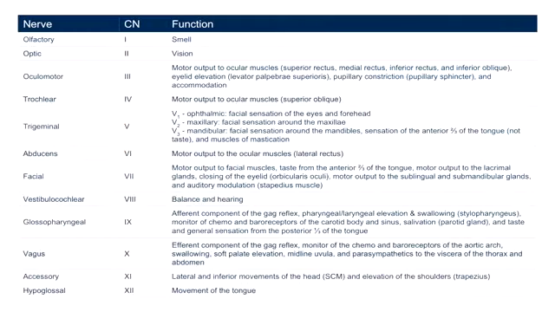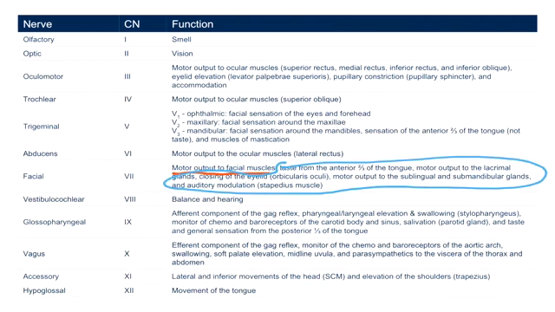From table 8.1, we can see that the patient would only experience paralysis of the left side of the face. As I just explained, all of these other functions would be intact.